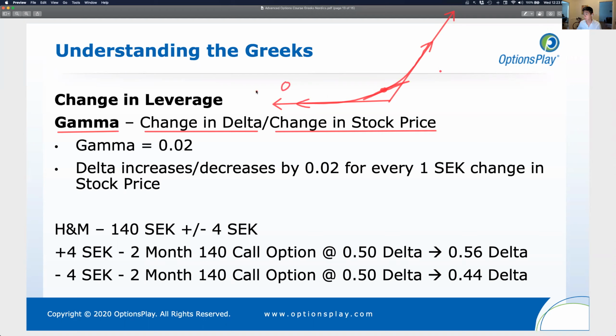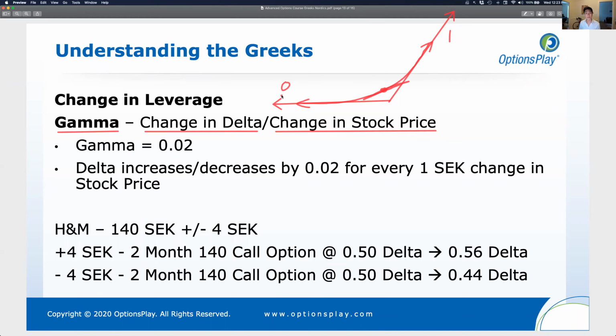That's why we said a call option's delta ranges from 0 to 1, because as you get further and further in the money, the delta gets higher and higher and the slope turns into 1. As you get lower and lower, the delta turns into 0. Now, how does that change? That's gamma. Gamma tells us how the slope of that curve changes as the trade goes in our favor and as the trade goes against us.